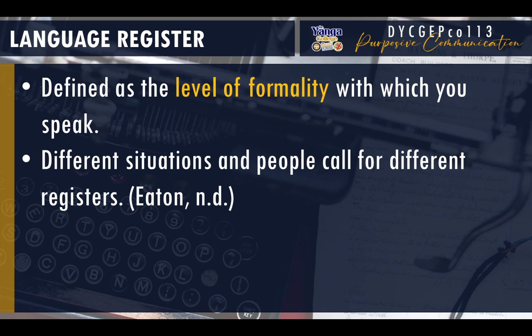According to Eaton, different situations and people call for different registers. As I have said, whenever we engage in communication, we decide on how formal we should be, or what level of formality we practice, depending on the occasion and depending on the audience that we are engaged with.